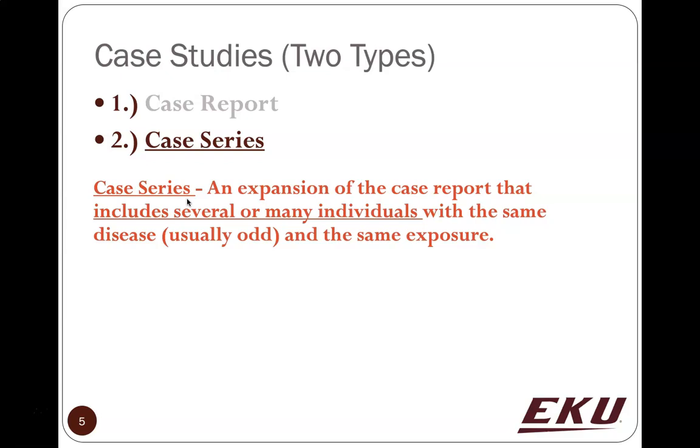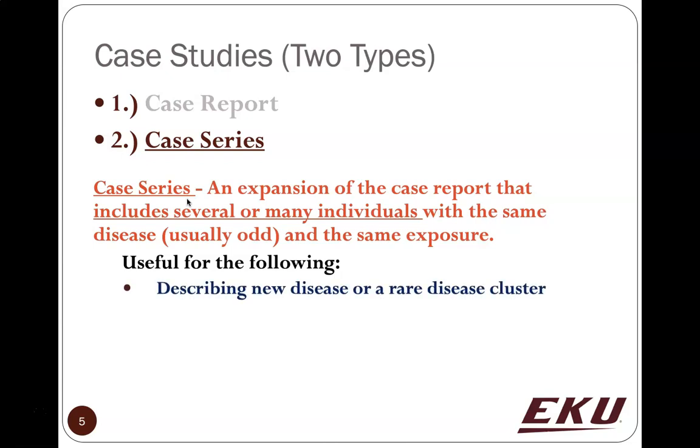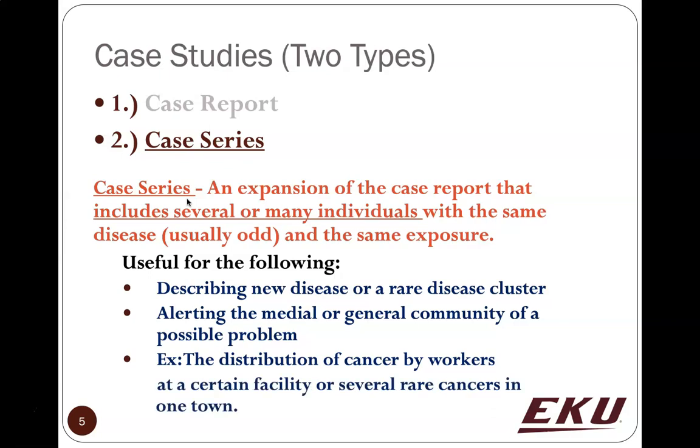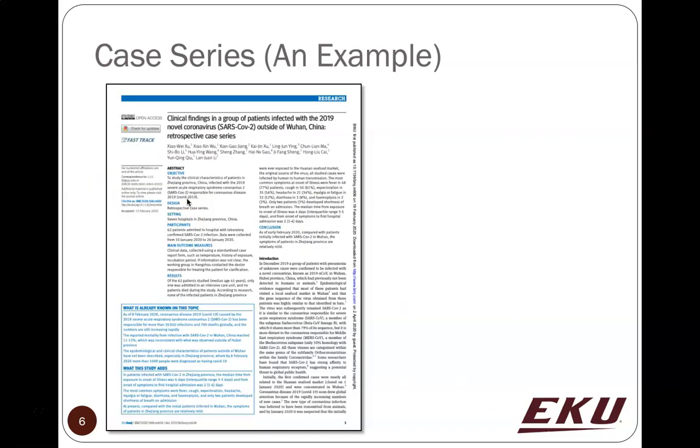This is the expansion of the case report so that it actually includes many individuals. Again, we're describing some sort of new or atypical event, such as COVID-19. So this is useful for describing rare diseases or new diseases, and then alerting the general medical or public health community to be on the lookout and what to potentially be looking for. In the past, we described that you might use this for describing the distribution of cancer workers or identifying a cancer cluster in a community. And in this example, we're going to focus on a case series here with the novel coronavirus.